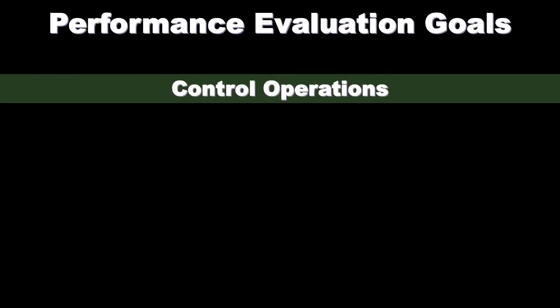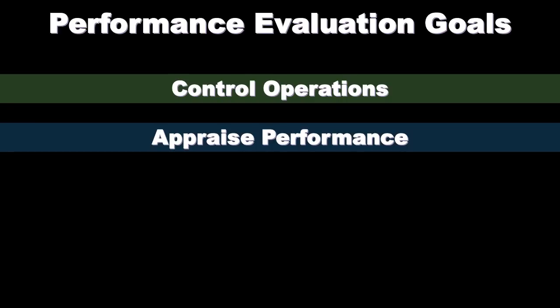So the performance evaluation goals: what are the goals or objectives of evaluating the performance of different segments? We want to be able to control the operations of those sections. We want to be able to appraise performance. And you can obviously consider this idea that we have managers that are going to be involved of different departments, different segments within the organization.